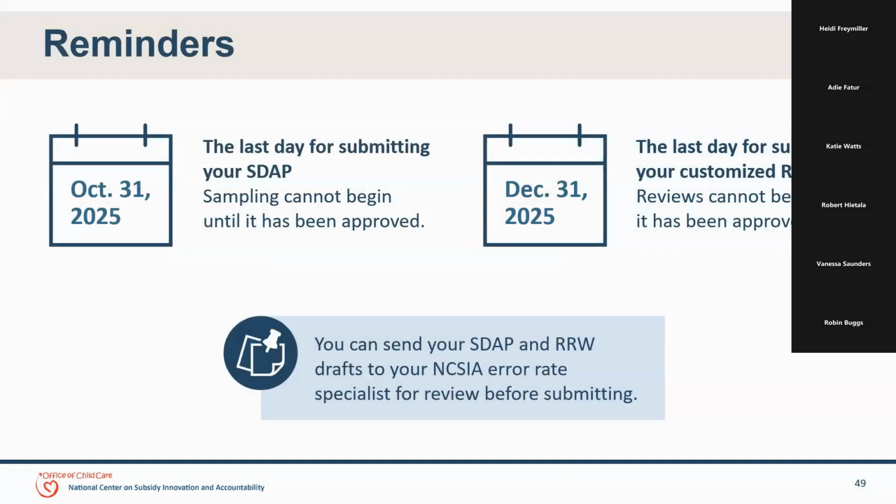Again, a reminder that your last day for submitting the SDAP is October 31st, but you can definitely submit it before then. And your last day for submitting the customized record review worksheet is December 31st of this year. You can send your drafts to your NCSIA error rate specialist before you do your official submission. In fact, we highly recommend that. We like to take a look at the drafts and maybe catch any issues before you do your main submission, because that usually makes the approval process go a lot quicker.